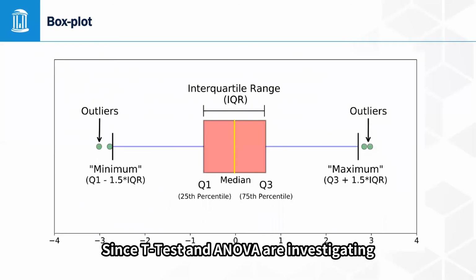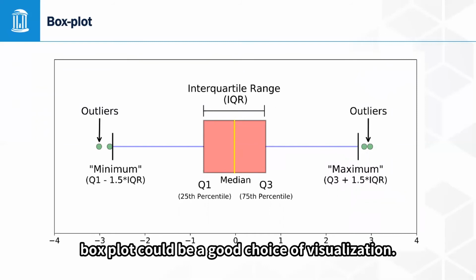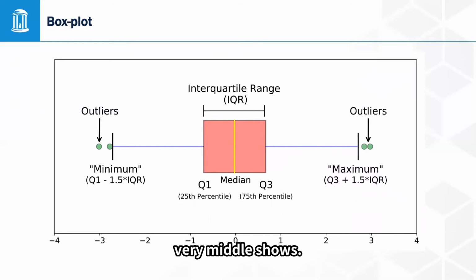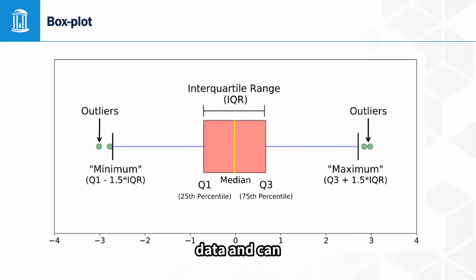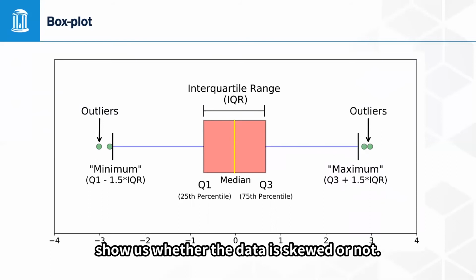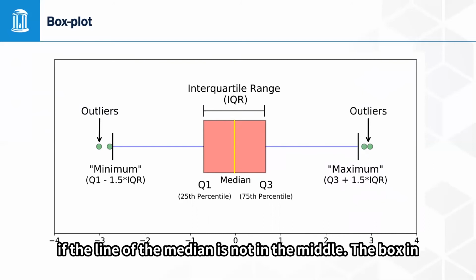Since the t-test and ANOVA are investigating the distribution of different groups of data, a box plot could be a good choice of visualization. The line in the very middle shows the median. Compared to the mean, the median is less sensitive to skewed data and can show us whether the data is skewed or not. The data is asymmetric if the line of the median is not in the middle.